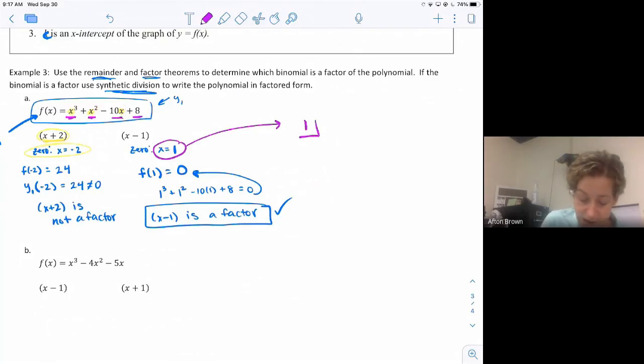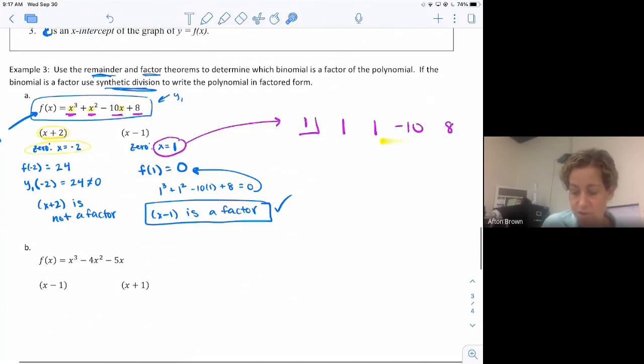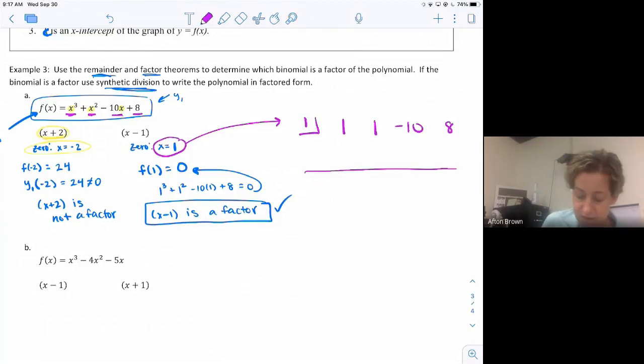So when I list, I've got 1 from the x cubed, 1 from the x squared, a minus 10, and then an 8. Quick reminder, if it's a degree 3, you should have 4 terms. You always have one more term than the degree. So degree 3, I have 4 terms listed. And now we do our synthetic division.